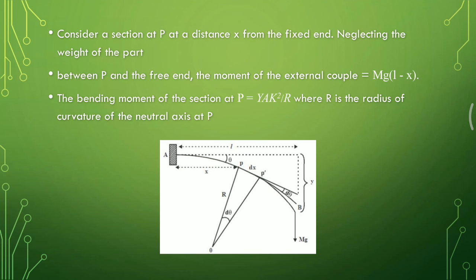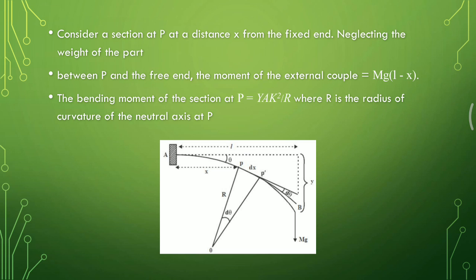Consider a section at the point P, which is at a distance x from the fixed end. Then, neglecting the weight of the part between the point P and the free end, the moment of the external couple is given by force into distance, that is, mg into (L minus x).